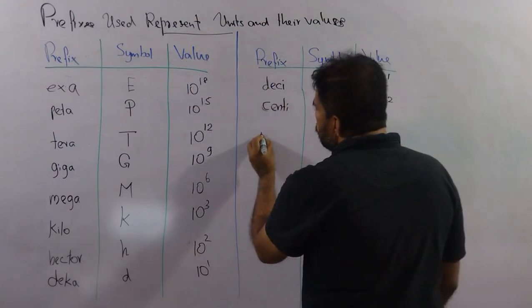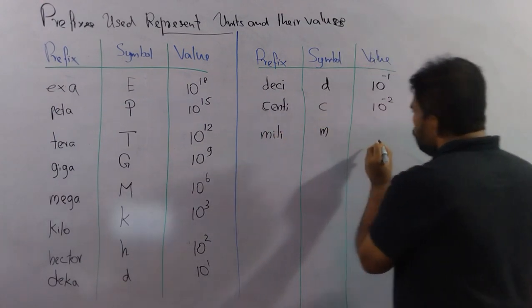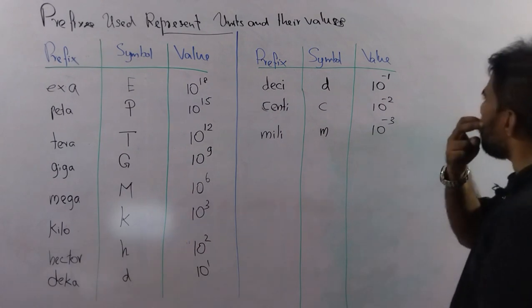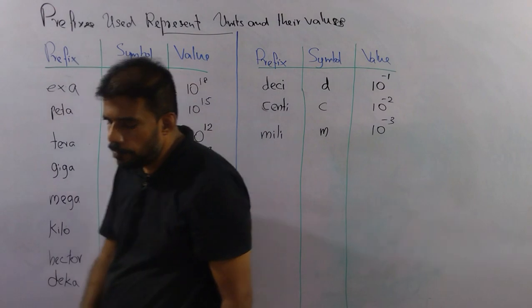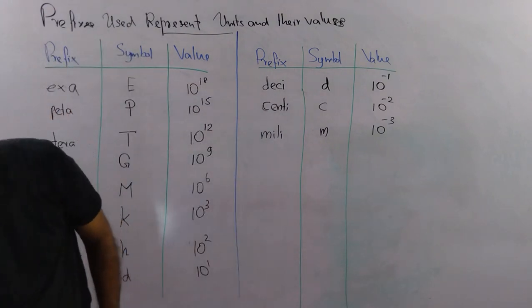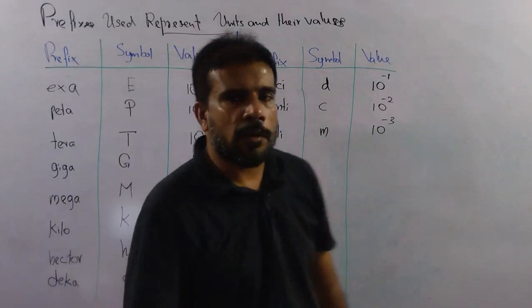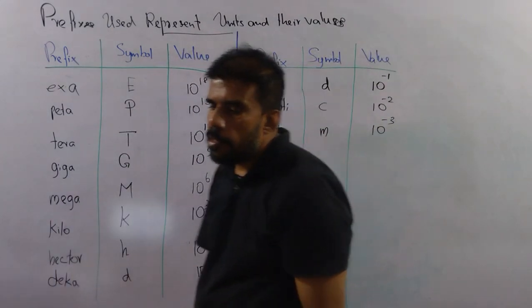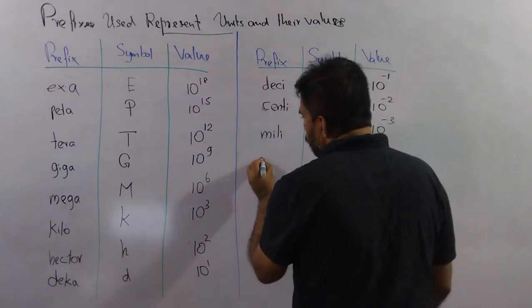Then the next term is milli, M-I-L-L-I, the symbol is m, that is 1,000th of a main unit. We know millimeters. 1,000th of a meter is 1 millimeter, that is why we use milli. Then the next term is micro.